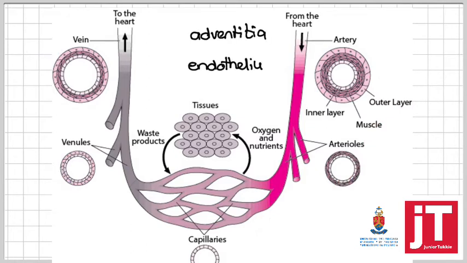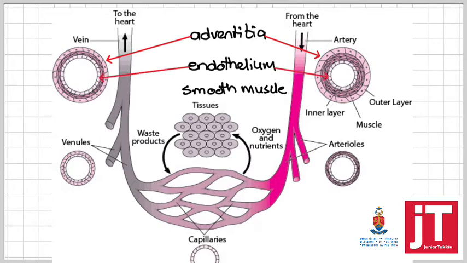Right, just to recap quickly, the three layers that we're going to be talking about are the tunica adventitia, which is the outer layer of connective tissue on the outside of these blood vessels, and the endothelium, which is the inner layer of tissue of the different blood vessels.